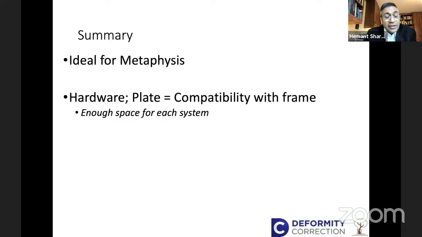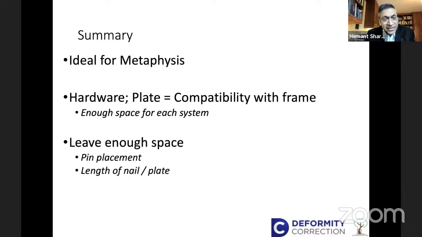Hardware is a principal issue. What you're going to use, you must ensure there is compatibility with the fixator, whichever one you're using, and there is enough space for each system. If there are any doubts, put it on a sawbone and check it, because the new nailing systems have massive jigs, and they sometimes can come in the way. Even for some plates, the jigs can be a little bit tricky, especially with the locking plates. So you need to ensure that both systems are compatible and there's enough space, so you don't struggle in theater.